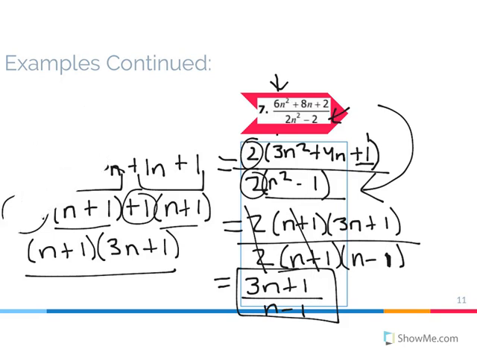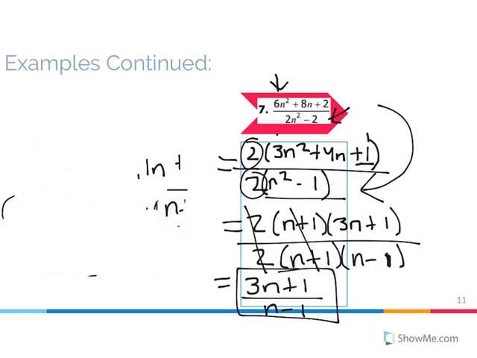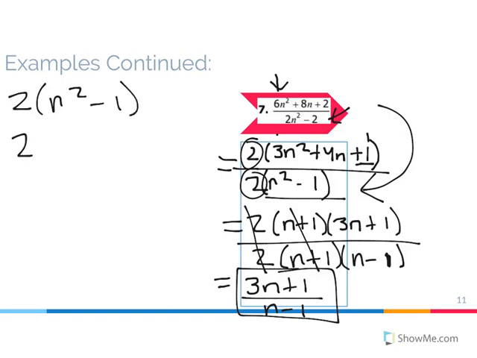So I'm going to erase some of this so you guys can see the problem here. And we're going to go ahead and set that equal to 0. So you have the 2n squared minus 1. And then we have 2 can never actually equal 0, so we just get to completely ignore that one. n squared minus 1 equals 0.